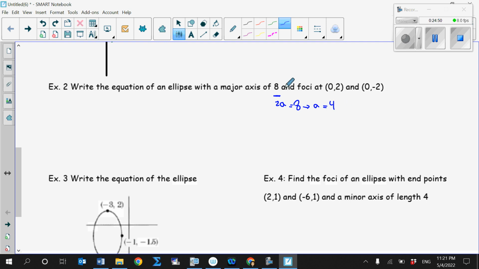Now, let's see what the focus points are. So I'm going to start with graphing the focus points.